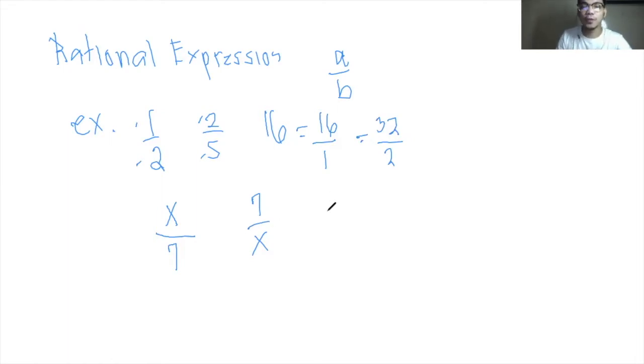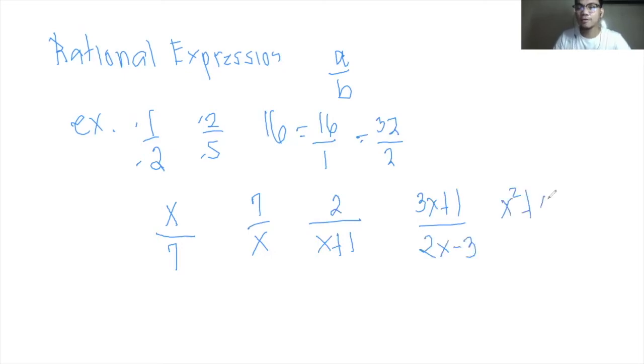But a numerator can also be a binomial or a trinomial or a polynomial. For example, it can be 2 over x plus 1, 3x plus 1 over 2x minus 3, x squared plus 4x plus 3 over x squared minus 9. These are also examples of algebraic expressions.